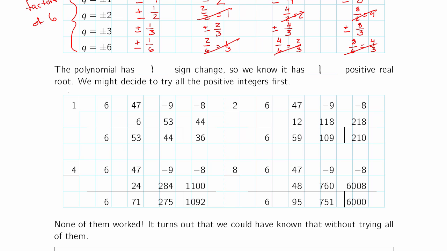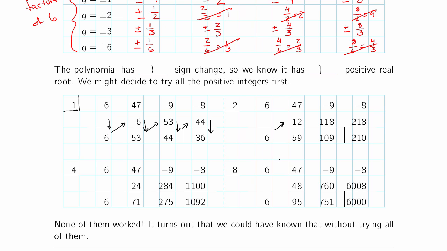So I try 1, bring the 6 down. 6 times 1 is 6. 47 plus 6 is 53. 53 times 1 is 53, plus negative 9 is 44. Times 1 is 44, plus negative 8 is 36. Well, that escalated quickly.